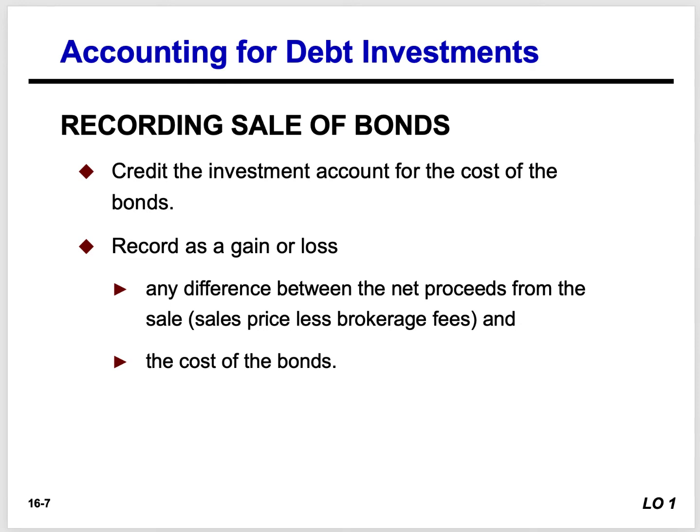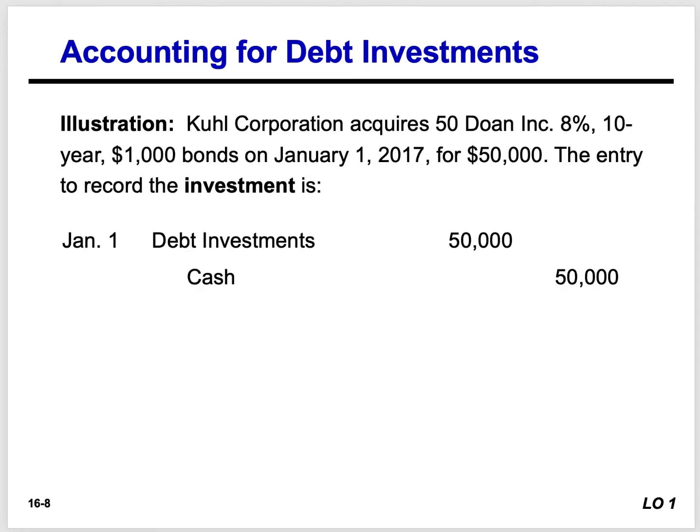We also need to record the sale of the bond. What do we do when we have to record the sale of the bond? Well, we credit the investment account again for the cost of the bond. We may have a gain or loss whenever we sell the bond, any differences between the net proceeds from the sale and the cost of the bond. This will become a little clearer when we work on an example, which here we go. We need to account for debt.